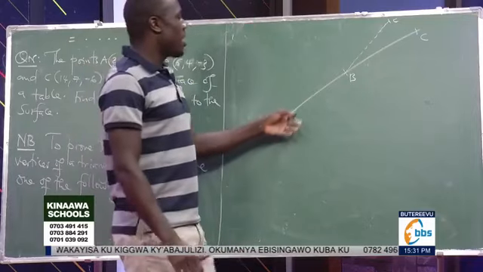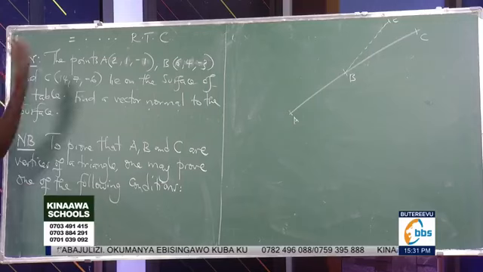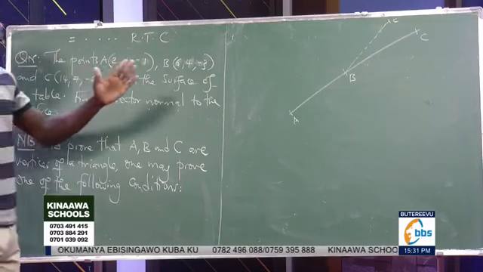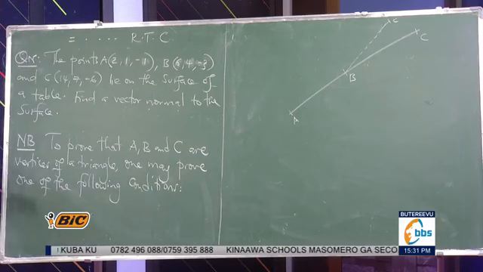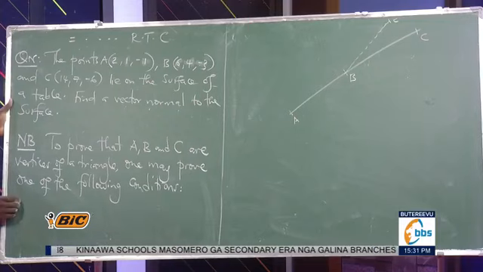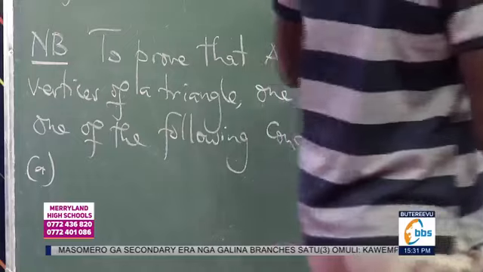For these points A, B, and C to form vertices of a triangle, they must be affine independent. They shouldn't lie on the same straight line. So here all you're trying to prove is that these points are not collinear. So how do we do that? Using the cross product. We know by the dot product.